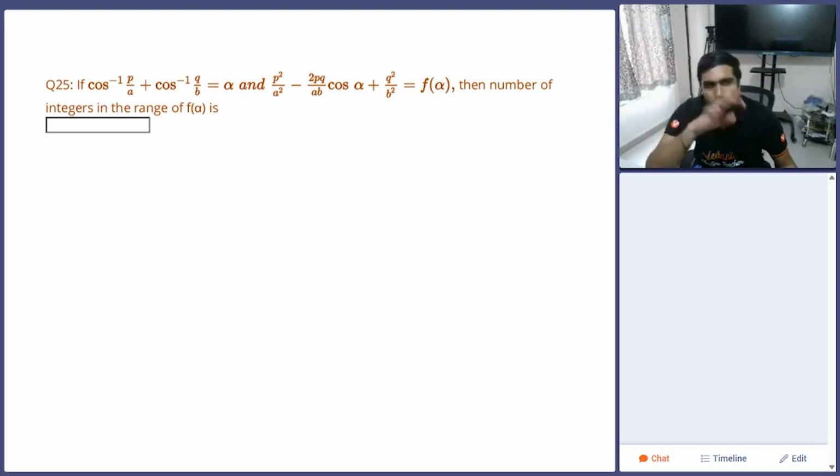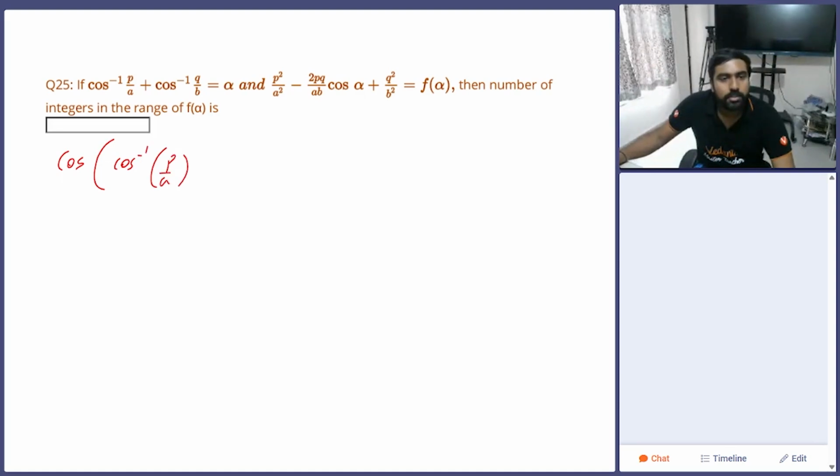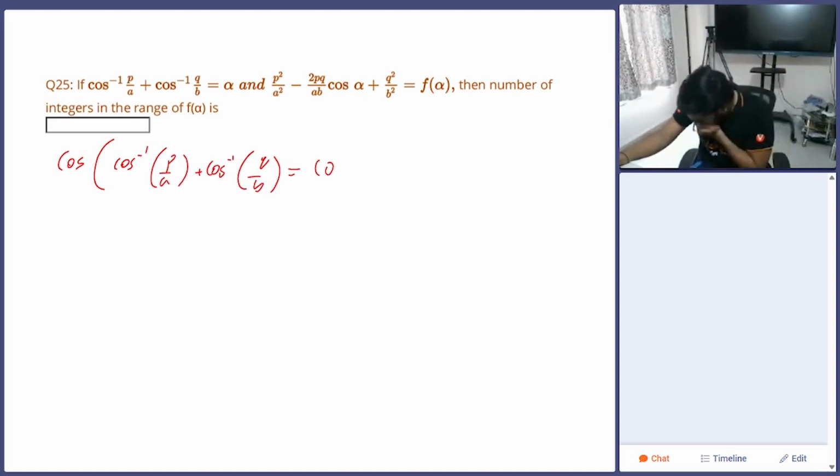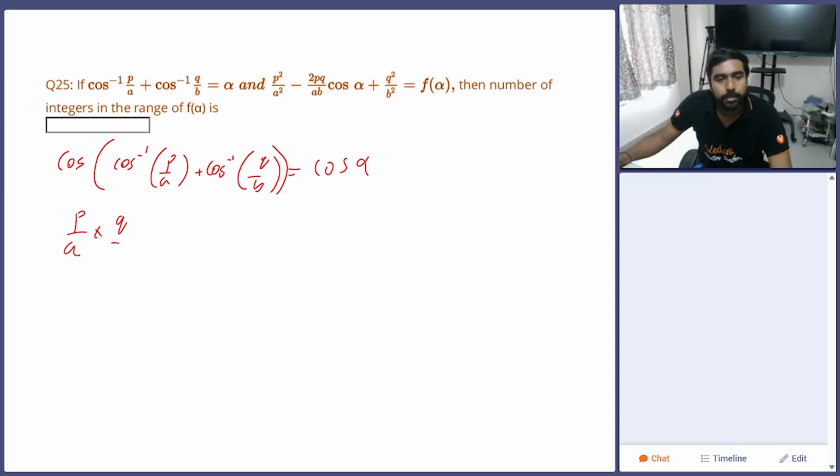Okay. Cos alpha is introduced here; there is no cos alpha in the given equation. First things first, let's take cos on both sides. So I can write cos of (cos inverse p/a plus cos inverse q/b) equal to cos alpha. This will be cos A cos B minus sin A sin B. So it is cos of cos inverse p/a into q/b minus sine of cos inverse p/a; I'll have to convert cos inverse into sine.